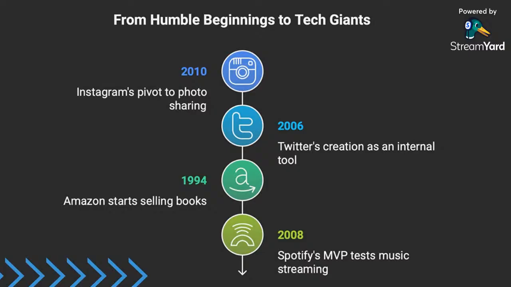Spotify. Spotify launched its MVP as a desktop only app, limited to users in Sweden. It had only one goal: prove that fast legal music streaming was something users wanted. It worked, and with feedback and gradual scaling, Spotify became the global music platform we know today.